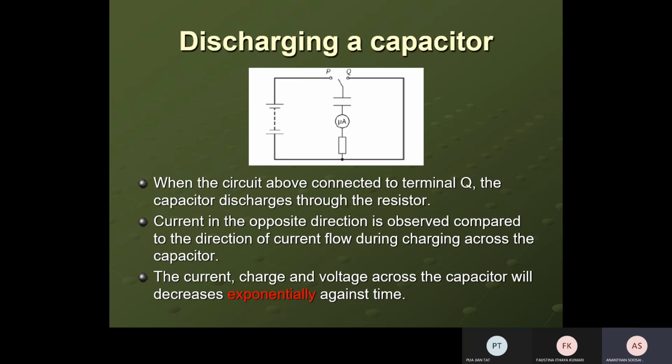Okay, this is focusing on discharging a capacitor. When the circuit above is connected to terminal Q, the capacitor will discharge. The current flows this way. Current in the opposite direction is observed compared to the direction of the current flow during the charging process.